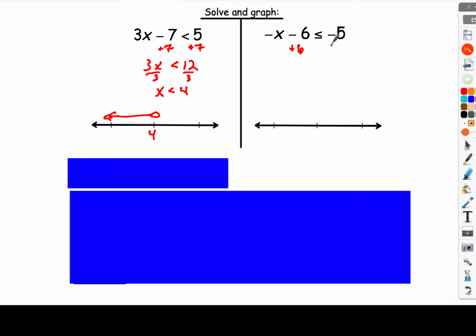Now over here on the right, well, the same idea. First thing I would get rid of is that 6. I don't see variables on both sides, so I want to get my like terms together. I want to get my constants together. So this just became negative x, again, is less than or equal to 1.